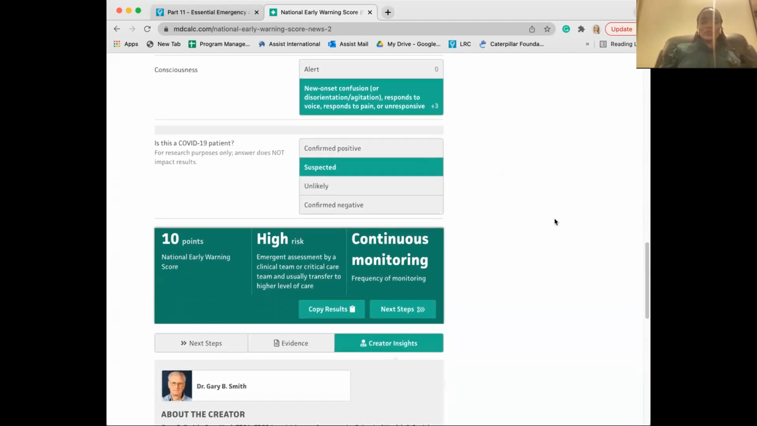So at the end of it all, it gives you a score, and the total amount of points is 10 points. So you're able to know the risk, the high risk patient, and the one that requires continuous monitoring. The different scores, you don't need to cram this. It's available online. We'll share the link.